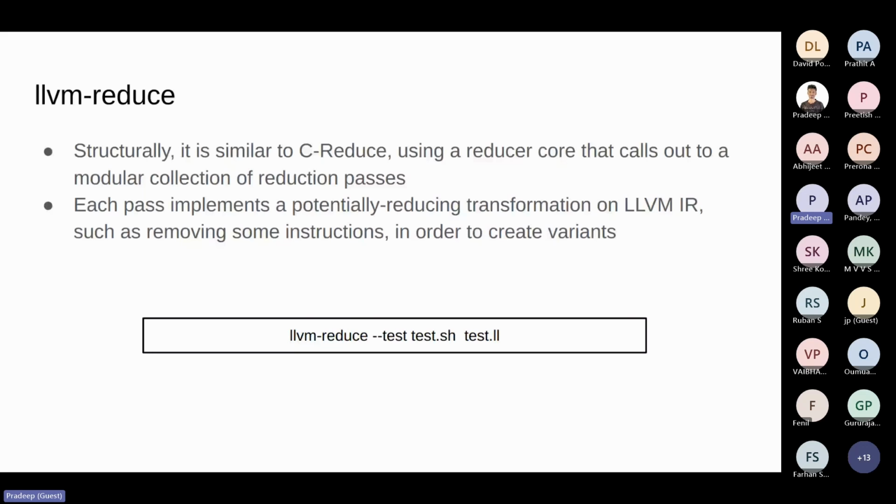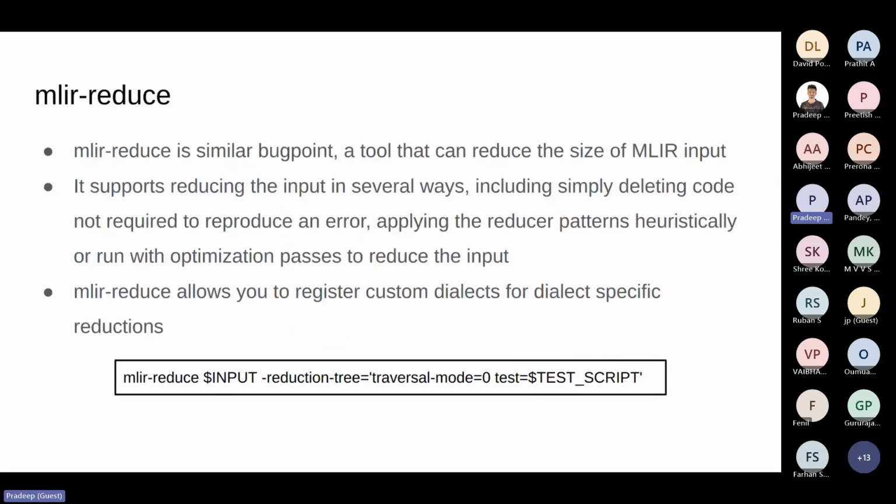There's also mlir-reduce. mlir-reduce is a tool that's used to reduce mlir programs. So it's similar to bugpoint, a tool that can reduce the size of mlir input. It supports reducing input in several ways.